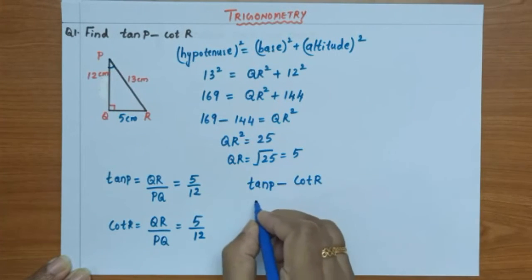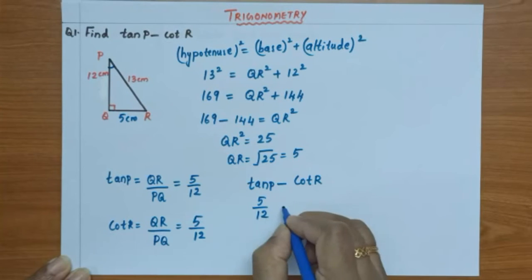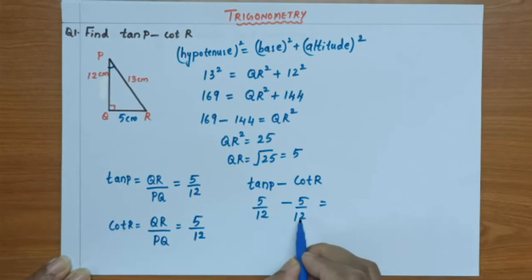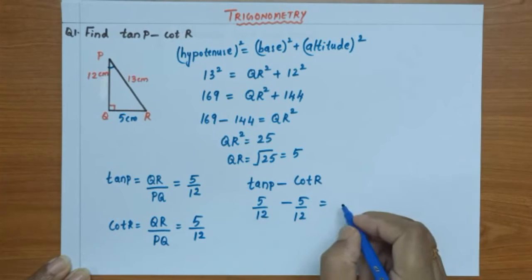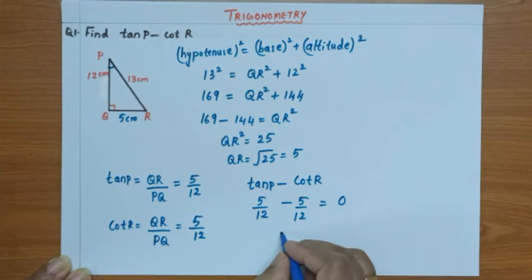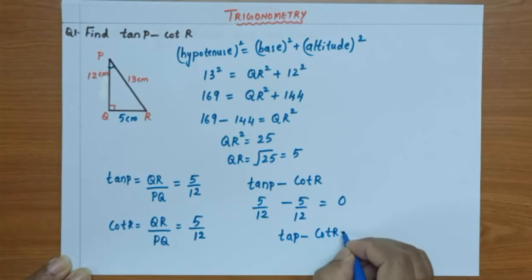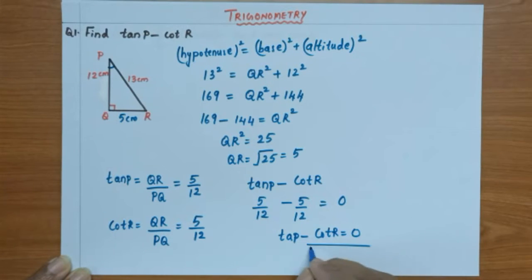Now we have to find out what is tan P minus cot R. So tan P we got, it is 5 by 12 minus 5 by 12. Here the denominators are same, 5 minus 5, it is 0. So tan P minus cot R equal to 0.